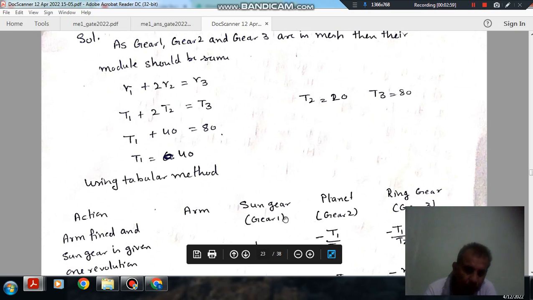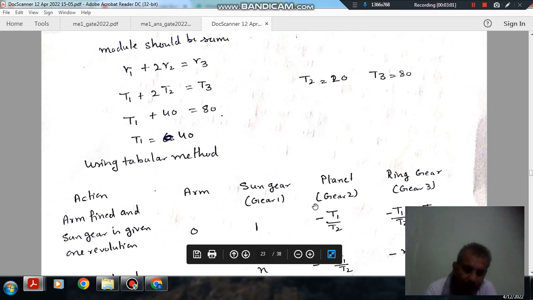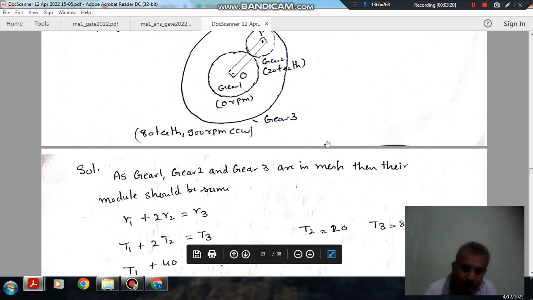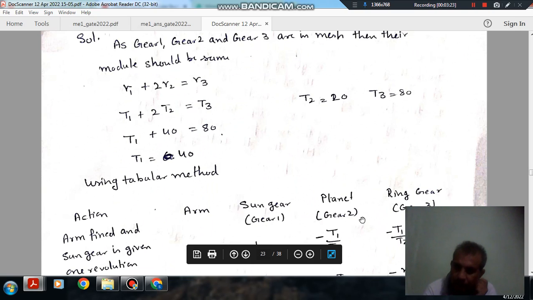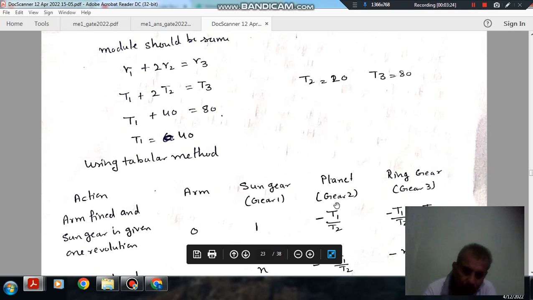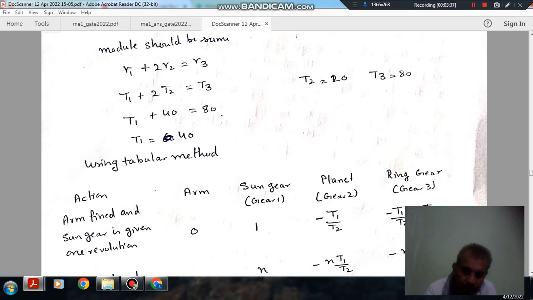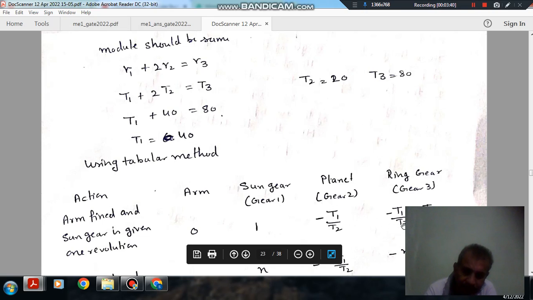As gear 2 and gear 1 are in external mesh, the velocity of planet gear 2 will be in the ratio of teeth, because gear 1 is having only 1 revolution. Similarly, the ring gear is in internal mesh with gear 2, so its direction will not change. The number of revolutions of gear 2 is minus T1 by T2, and so the number of revolutions of gear 3 will be minus T1 by T2 into T2 by T3.